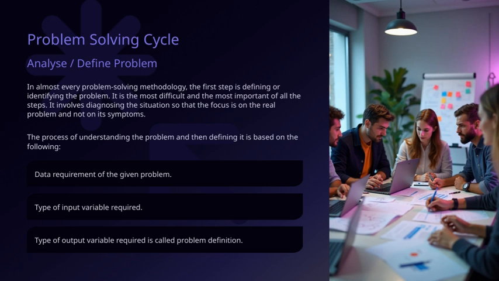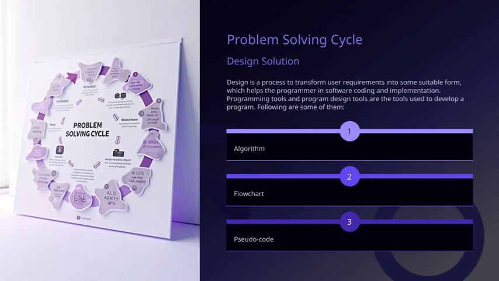Let's take a closer look at some of the key tools we use in designing software solutions. On the slide, you see pseudocode, flowchart, and algorithm. These are essential because they help us plan and organize our ideas before jumping into coding. Pseudocode is a way to write out the logic of a program in plain language that's close to programming syntax, but easy to understand. It helps us visualize the steps without worrying about syntax details.